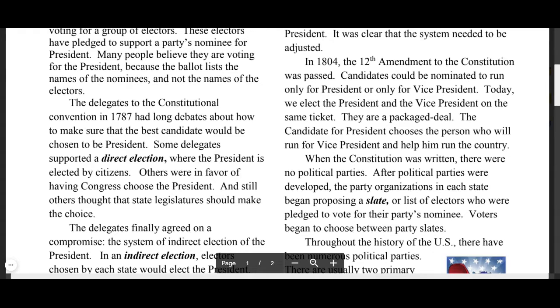When the Constitution was written, there were no political parties. After political parties were developed, the party organizations in each state began proposing a slate or list of electors who are pledged to vote for their party's nominee. Voters began to choose between party slates.